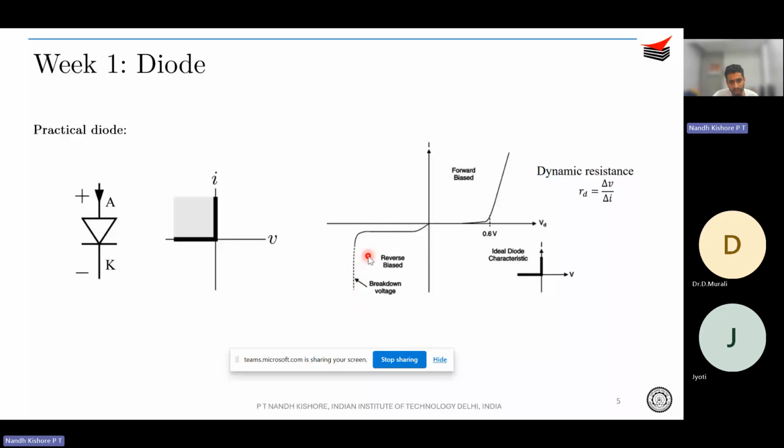slope is equal to infinity line. Okay, so this is about a practical diode.